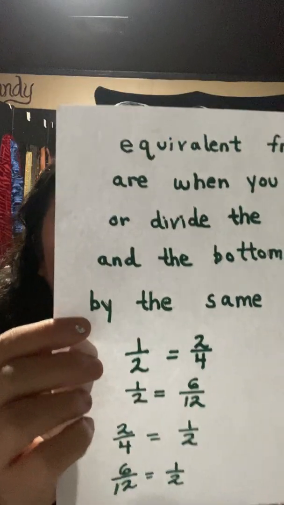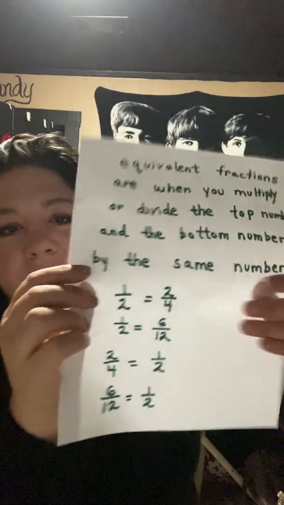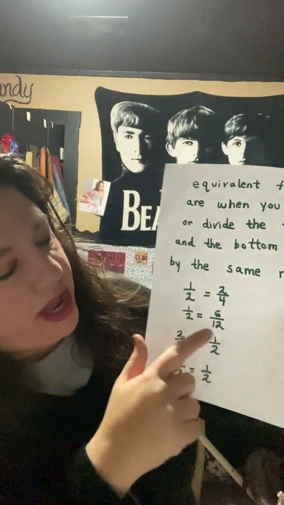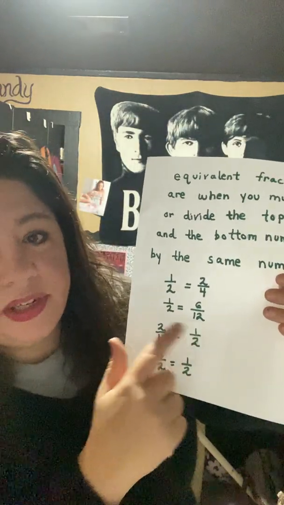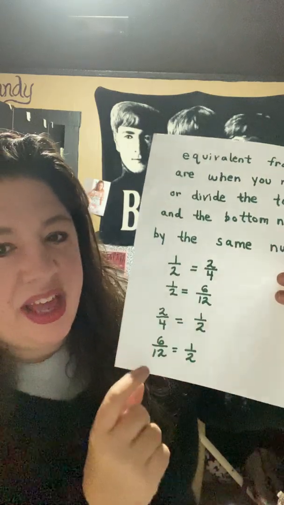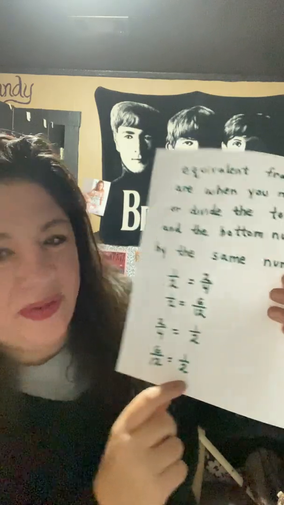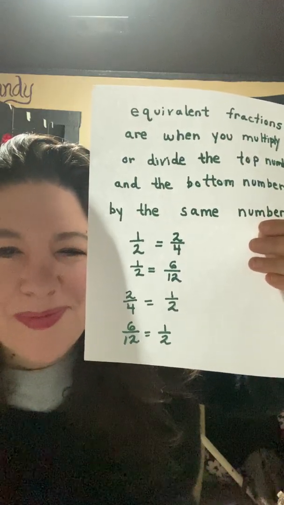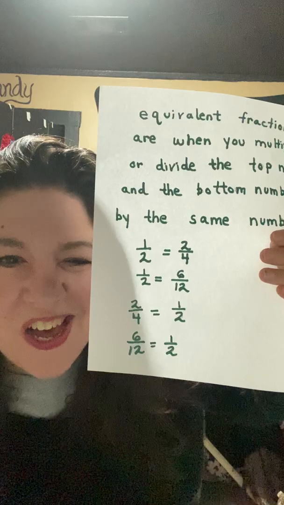So how do you make 1/2 into 2/4? How do you make 1/2 into 6/12? How do you make 3/4 into 1/2? And how do you make 6/12 into 1/2? Because those are all equivalent fractions. But how did they do that?